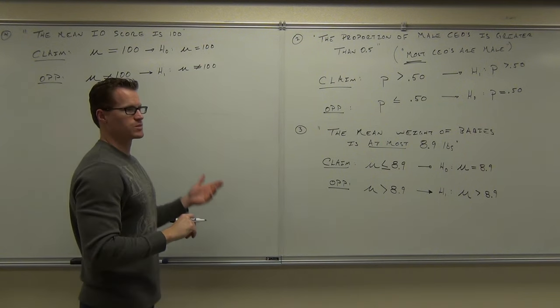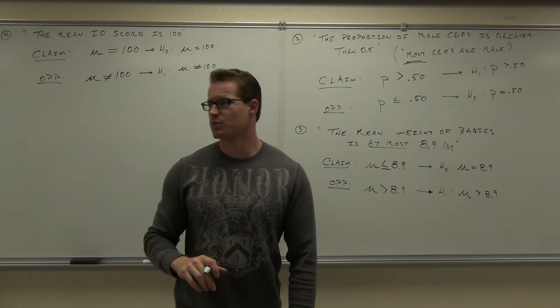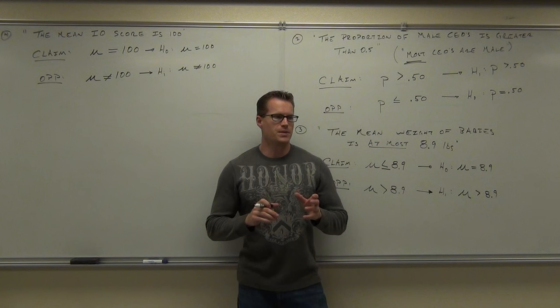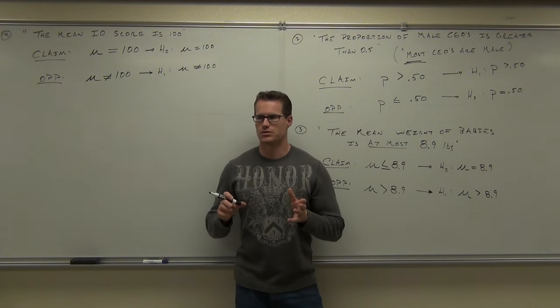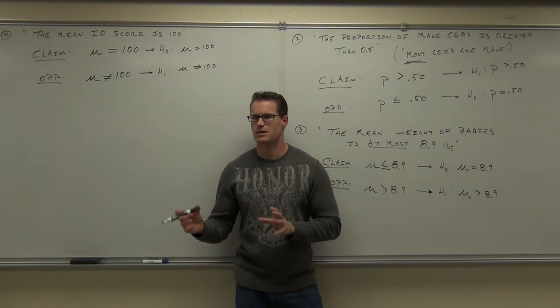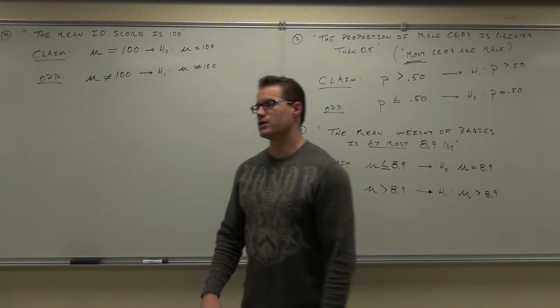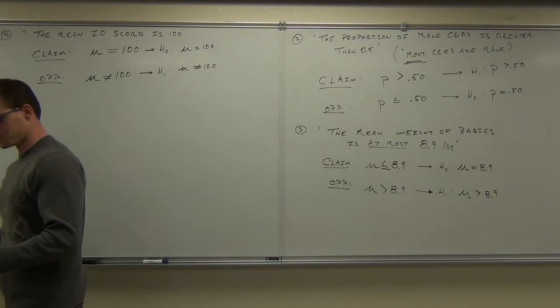You'll notice that if H sub 0 is stated as our claim, we also wouldn't be able to prove that one correct. You'd have to prove things like the mean IQ score is not equal to 100, or the mean IQ score is greater than something, or less than something. Those at most, those at least, those things aren't provable. They include the equality. Not great for us.